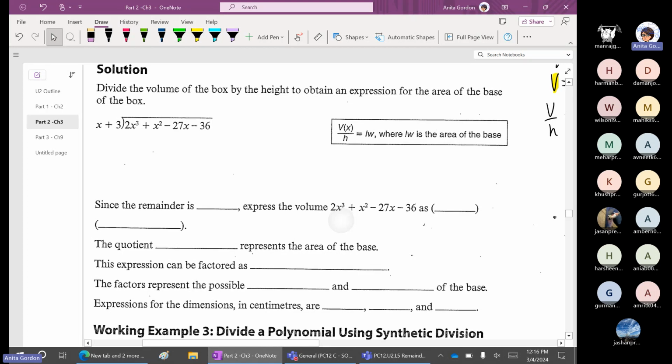So on here, we have the volume in descending order. We are dividing it by the height. And we're trying to determine what the possibilities are for length and width. So again, I'm focusing on the leading terms to help me determine the solution. What do I do to x to get 2x cubed? What do I need? 2x squared. 2x squared multiplied by both of my terms is going to give me 2x cubed plus 6x squared.